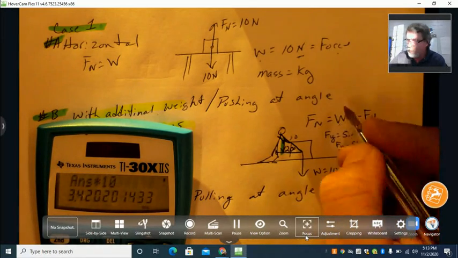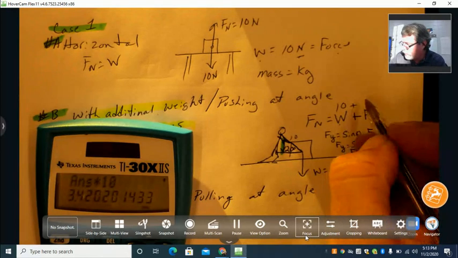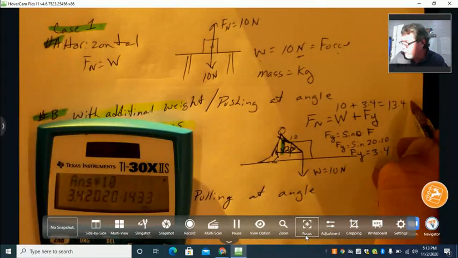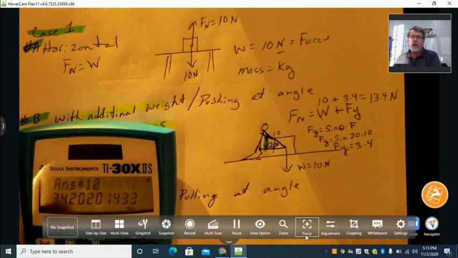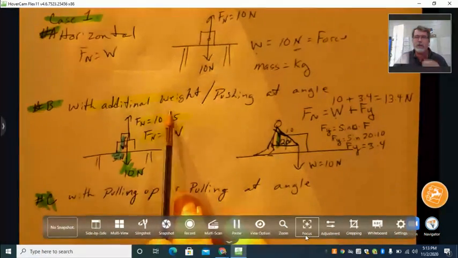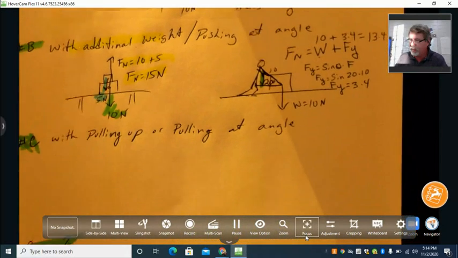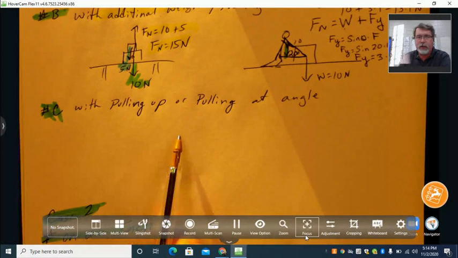So the weight is 10 newtons, the force y is 3.4 newtons, and so the force normal is 13.4 newtons, okay? All right, so when we have a horizontal surface with additional weight or pushing, the force normal goes up, increases. All right, let's look at the force normal when we're pulling up or pulling at some angle.